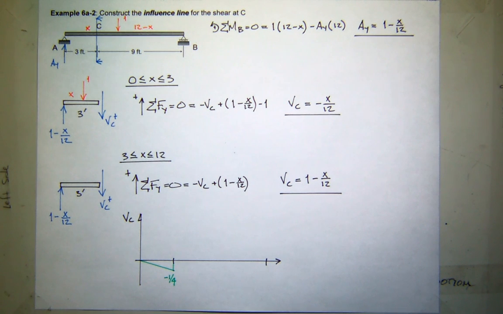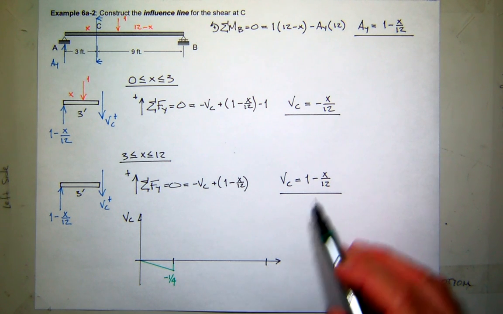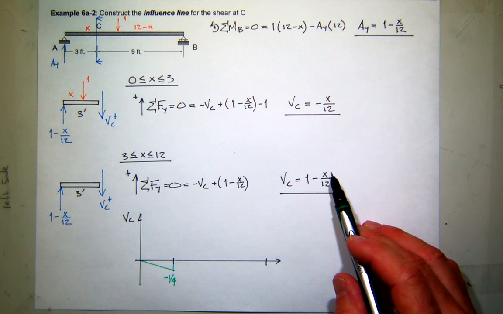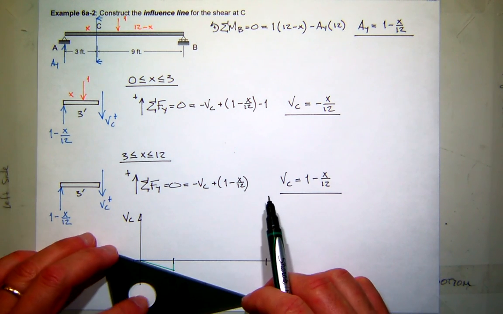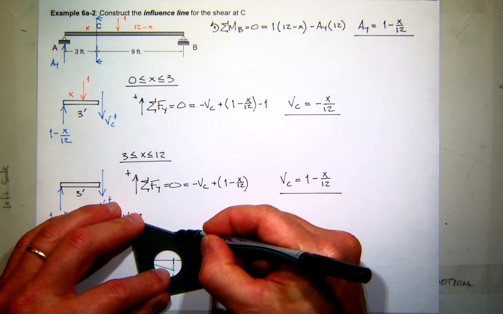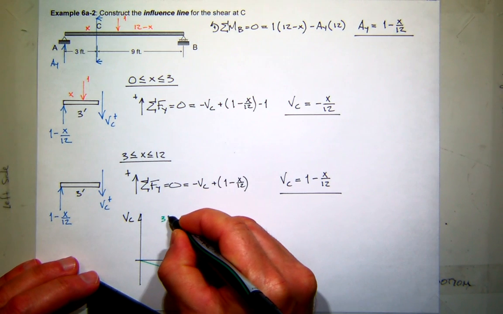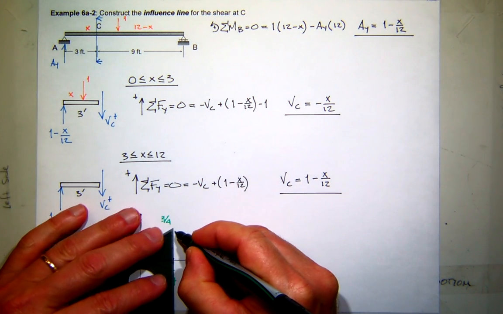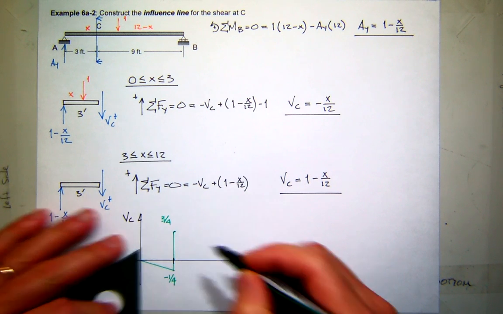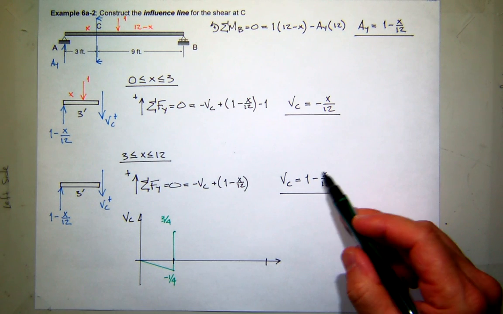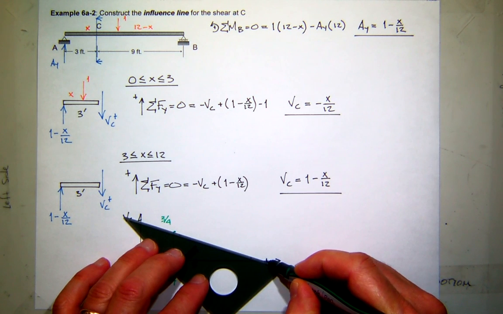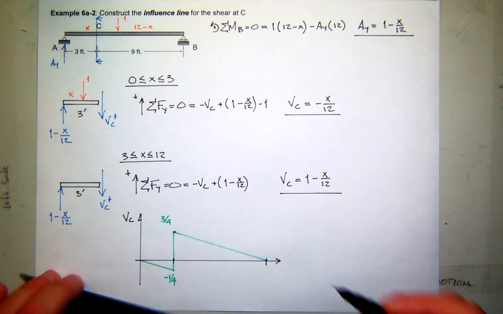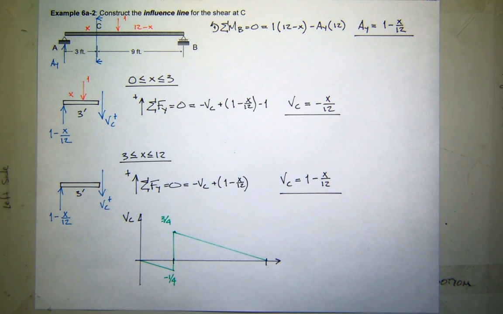Now, from 3 to 12, I use this equation. Plug in 3 here, what do you get? You get 1 minus 1/4, which is 3/4. Go all the way out to 12, what do you get? 1 minus 1 is 0. So we get a linear line between these 2 points. That is the shear at C as the load moves.